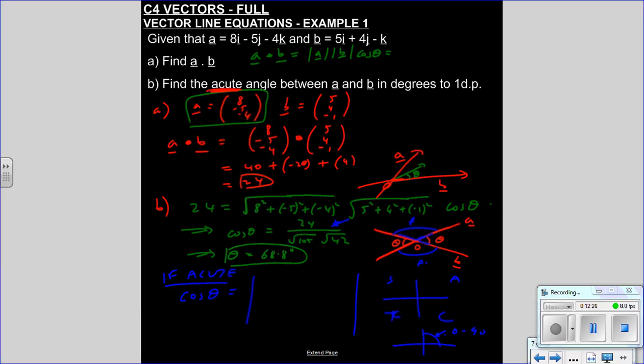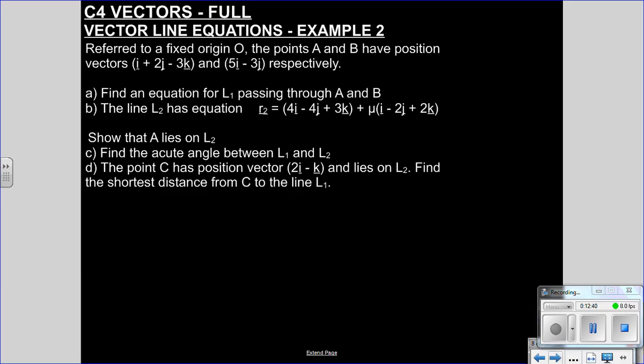So cos theta is x dot y over mod x mod y. Okay? Which is just that formula but with mod signs next to it. So in other words, just always be aware that if it says acute, you need to take the positive. Second example, and there's three really important examples here.